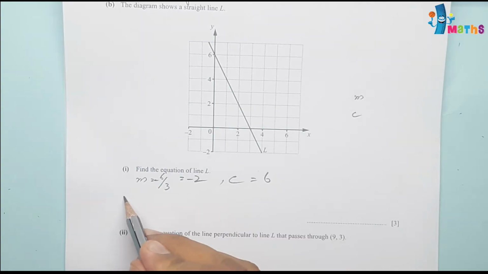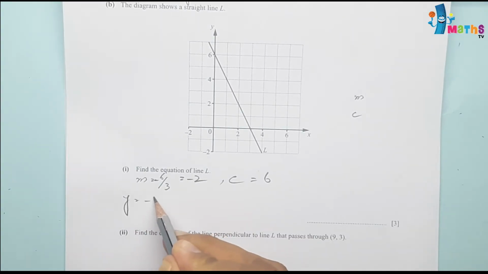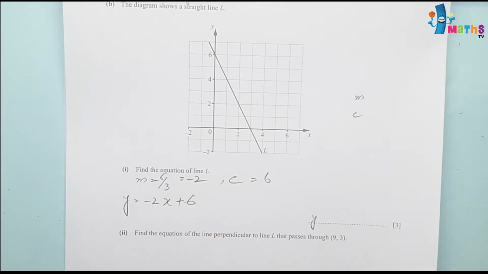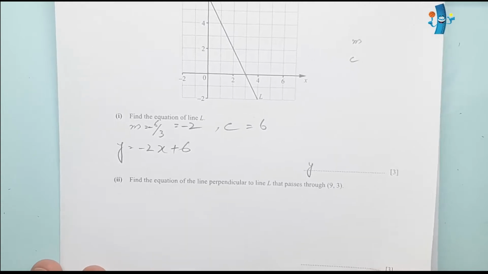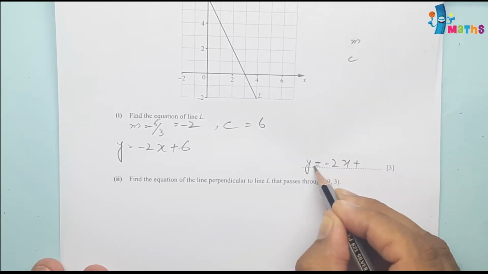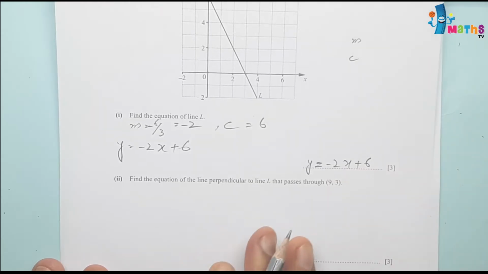So y is equal to m, which is minus 2, x plus c, which is 6. So this will be our equation. So y is equal to minus 2x plus 6. This will be our equation.